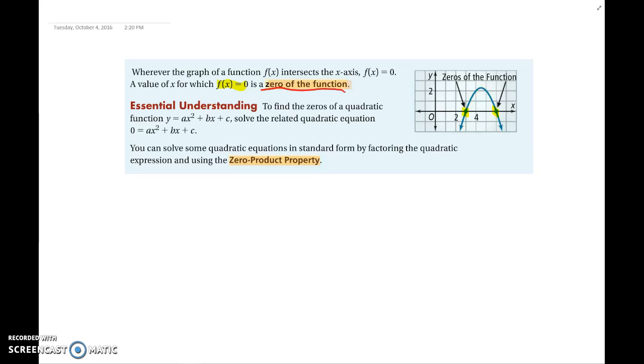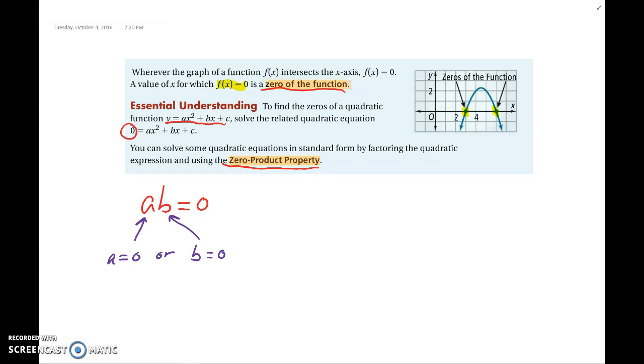So to find the zeros of a quadratic equation where y is equal to ax squared plus bx plus c, you solve the related equation and set it equal to 0. The reason why we do this is we can use what's called the zero product property. If I give you two numbers, a and b, and I say that they multiply to equal 0, the only way this could be true is if a is equal to 0, or if b is equal to 0. Because if a and b are not equal to 0, you can't get 0 when you multiply them. 5 times 4 will give us 20, not 0.